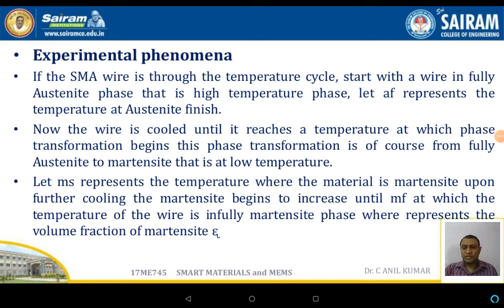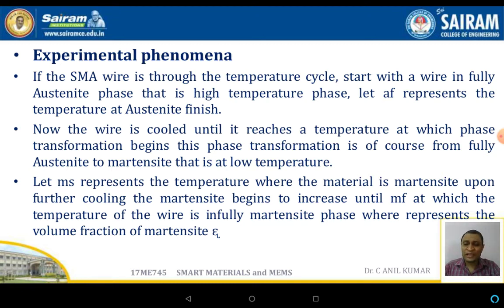Hello everyone. Welcome back to the sessions on shape memory alloys, especially with respect to the experimental phenomenology, or experimental phenomena. If the shape memory wire goes through the temperature cycle, it starts with the wire in a fully austenite phase, that is the high temperature phase. Let it be represented as Af, the austenite finish, which represents the temperature at which austenite start has been converted entirely to austenite.